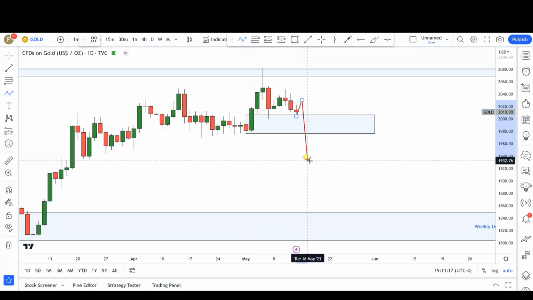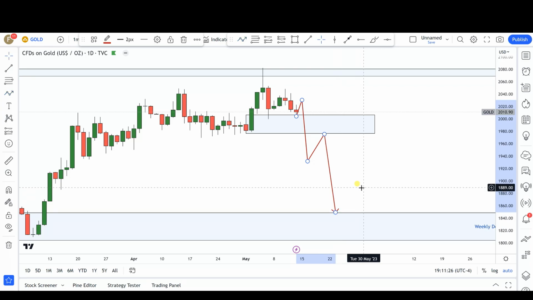And when that happens, I think it's going to be green lights to start searching for supply zones, okay, short opportunities off of supply zones in the smaller time frames until we get into this weekly demand zone area. Okay, so that's pretty much it for gold, and that's pretty much it for my forecast for this particular week.